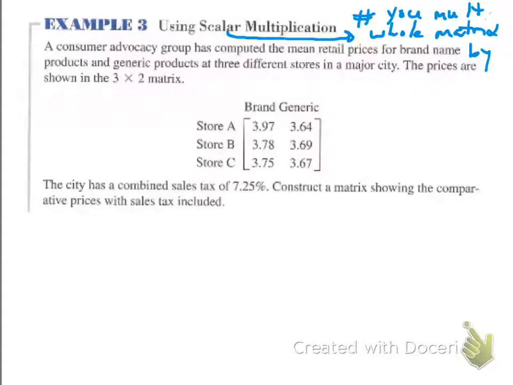So you have a consumer advocacy group that computes the mean retail prices for brand name products and generic products at 3 different stores in a major city. The prices are shown in the 3 by 2 matrix. So here they are. The city has a combined sales tax of 7.25%. Construct a matrix showing the comparative prices with sales tax included.